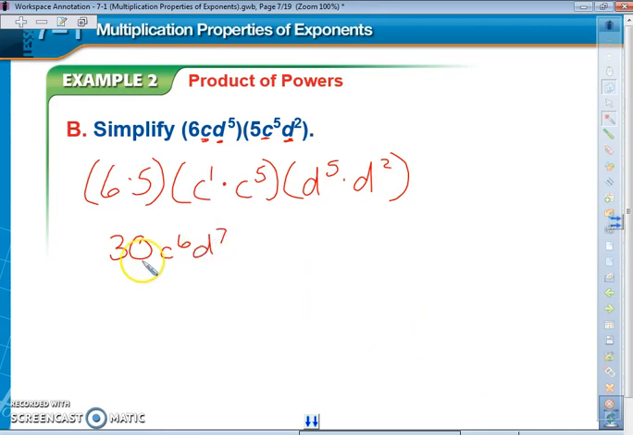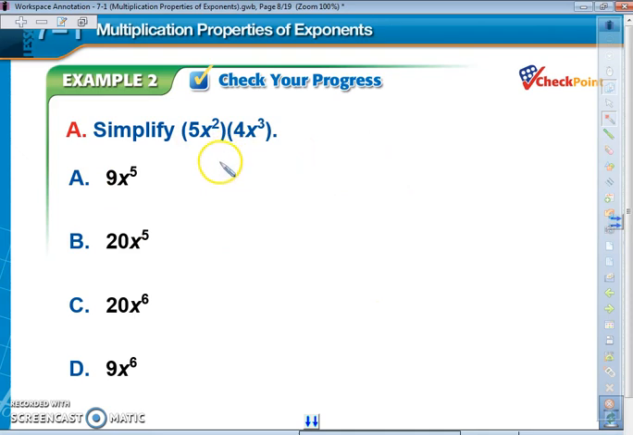Right, like that. So 30C6D7 is what that is combined all together. All right, so let's look right here. I'll give you about 10 seconds to do this. All right, so the first thing I'm going to do is work smarter, not harder on this. I'm going to go 5 times 4 is 20. Goodbye choice A, goodbye choice D.